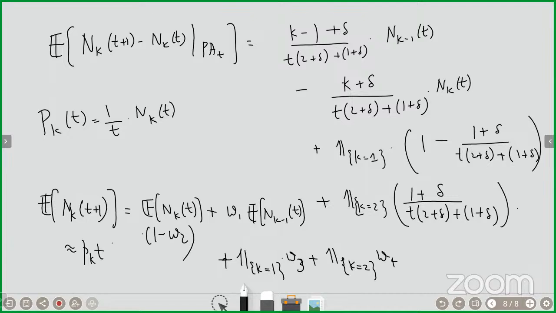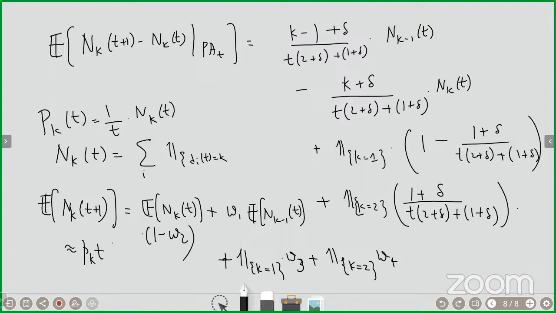Can you please repeat it? What is NKT? The number of bins equal to k, and this was 1 by t of this. What have I embarked upon? I tried to show that this is close to its expectation.